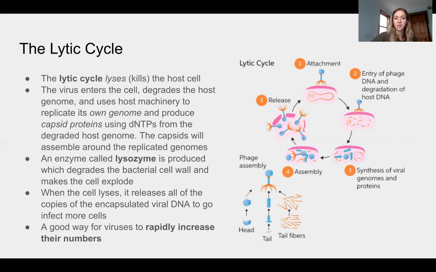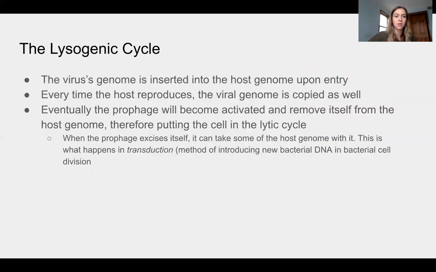At the end, one of the later stage genes will produce an enzyme called lysozyme, which will degrade the bacterial cell wall. By doing this, it disturbs the osmotic pressure of the cell. Without that rigid cell wall to hold it in, the cell membrane will burst and it'll lyse the cell. This will release however many copies that virus made within the cell, and they are able to go infect other cells. So this is a good way for viruses to really rapidly increase their numbers. This is pretty quick reproduction and distribution of the viruses.